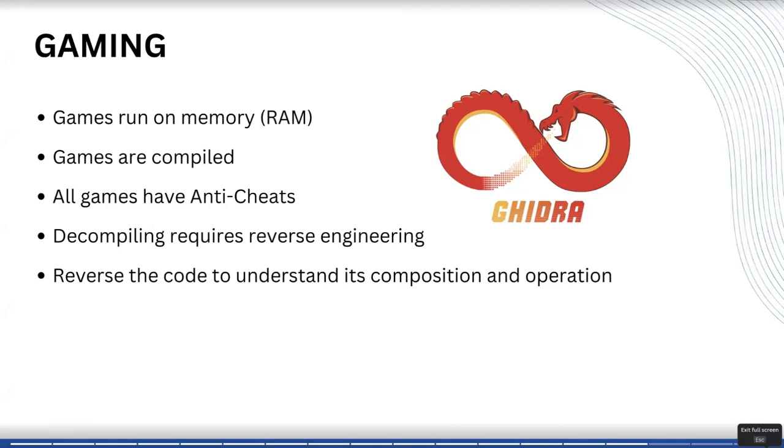When it comes to games, all games run in RAM, or random access memory. They're always compiled, so you're not able to see the source code to see how the game functions, how the recoil works, how the deep core of the game works. However, you're able to see it with reverse engineering. That is a domain in cybersecurity that gives you the capability to view the source code of any program, not just games. Ghidra is one of the applications for reverse engineering. It was created by the NSA, the National Security Agency.